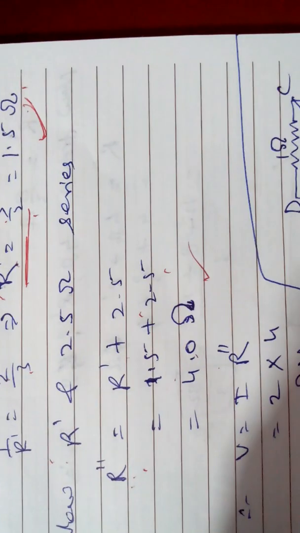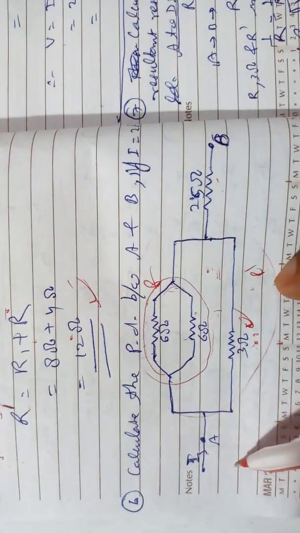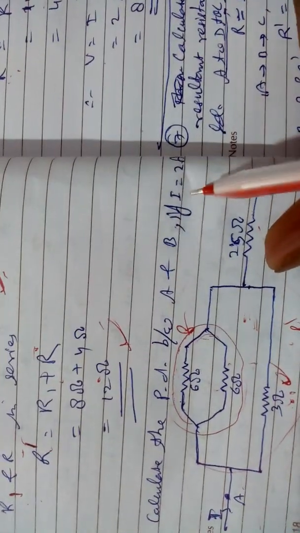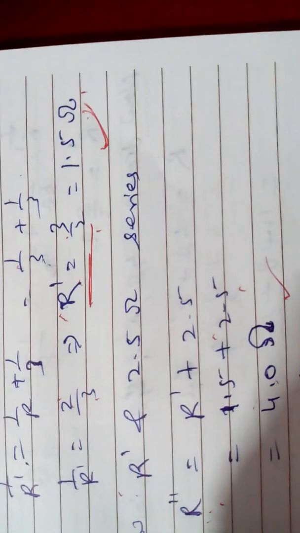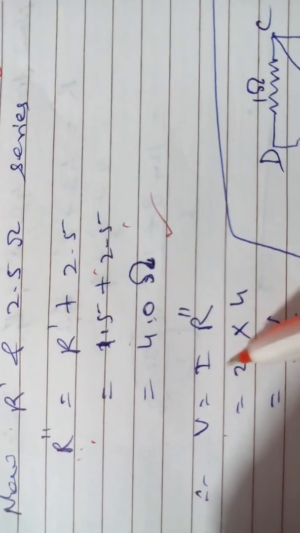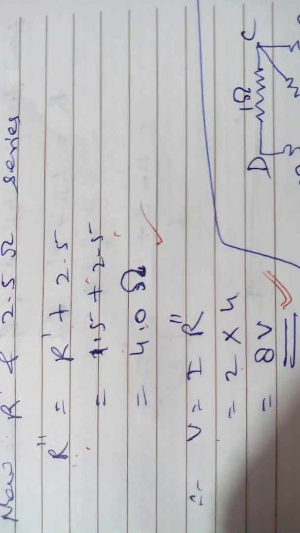So what is the potential difference? Your question is to find the potential difference, not the resultant. The current is given as 2 ampere in this question. So V is equal to IR, but R will be only R double dash, the final resistance. So 2 into 4, 8 volt is the potential difference across this.